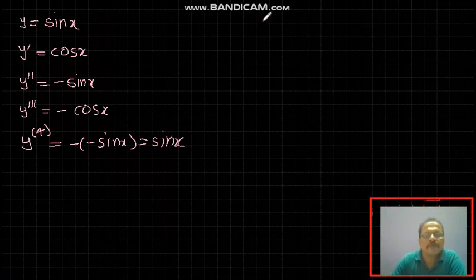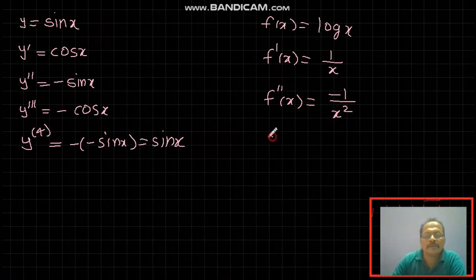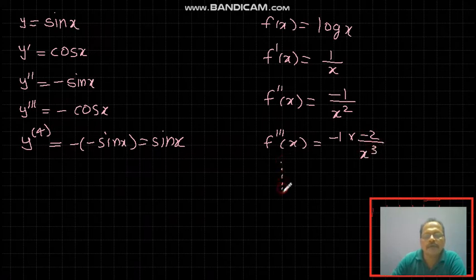If f of x is equal to log x, then its first derivative f dash x is 1 upon x. Its second derivative f double dash x is minus 1 upon x square. Its third derivative f triple dash x is equal to minus 1 into minus 2 upon x cube, and we can continue like this.